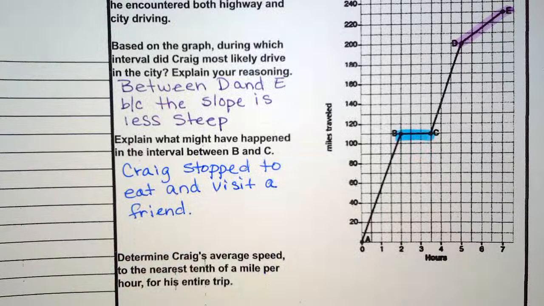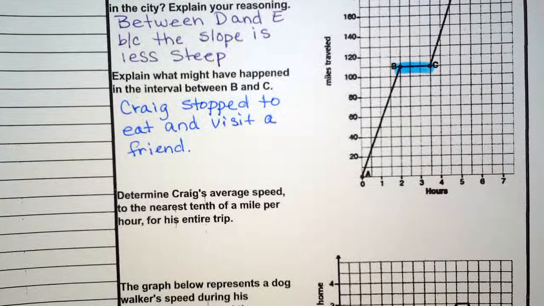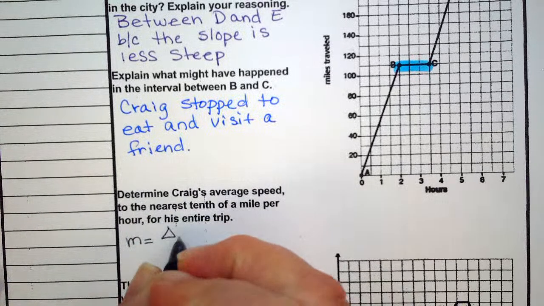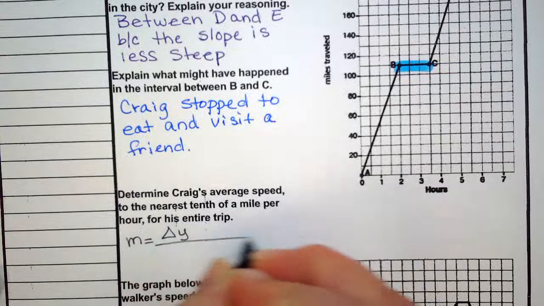Okay, 3 hours just to stop. That might be a little bit long. 3 hours just to sit and eat might be a little bit long unless you're eating with a friend. Determine Craig's average speed to the nearest tenth of a mile for this trip. So remember that will be our slope, which is the change in y over the change in x.